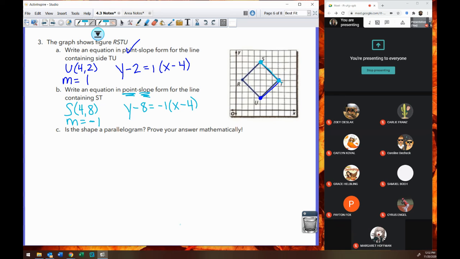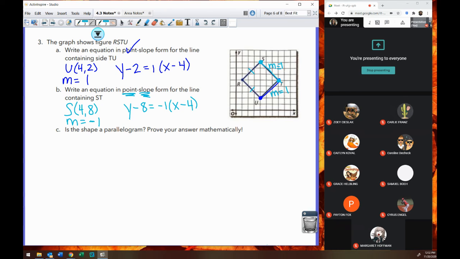What does it mean to be a parallelogram? Two of the sides never touch each other. So you have the shape, opposite sides are parallel. So I need to see if my opposite sides are parallel here. We already found that this slope is -1. We already found that this slope is +1. So check your other slopes. Tell me if it's parallel. What's the slope of RU? What's the slope of RS?